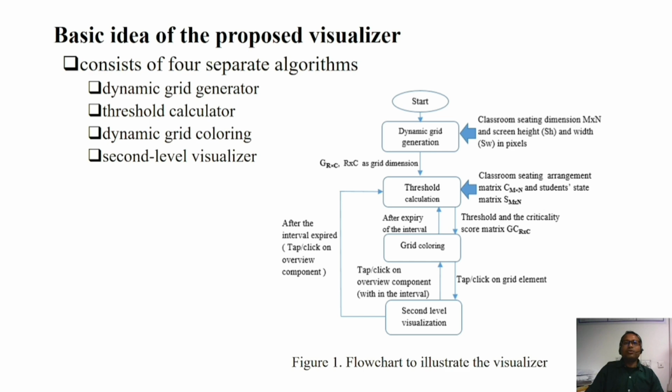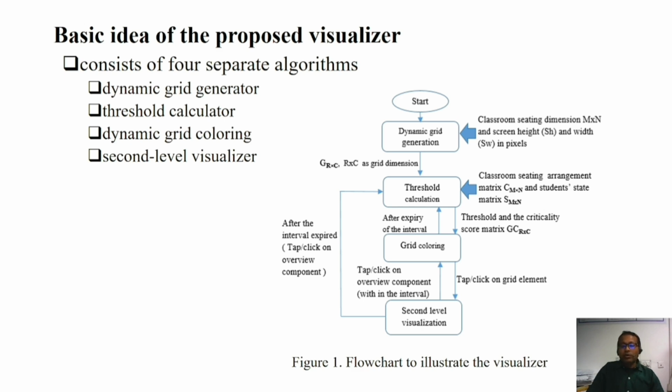Our visualizer consists of 4 separate algorithms: the dynamic grid generator, the threshold calculator, dynamic grid coloring, and the second level visualizer. Dynamic grid generation takes as input the classroom dimension and the screen height and width. Based on this, it generates the grid dimension. The threshold calculator calculates the threshold for that particular grid, and the grid coloring algorithm uses that threshold, and grids above the threshold are highlighted using color.